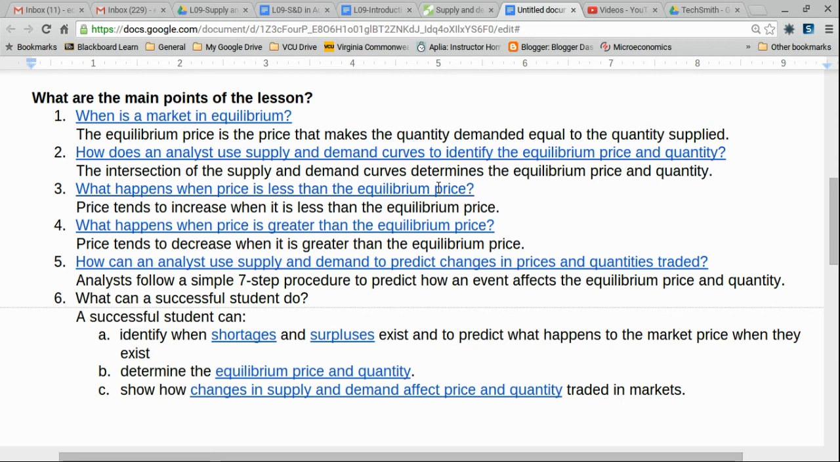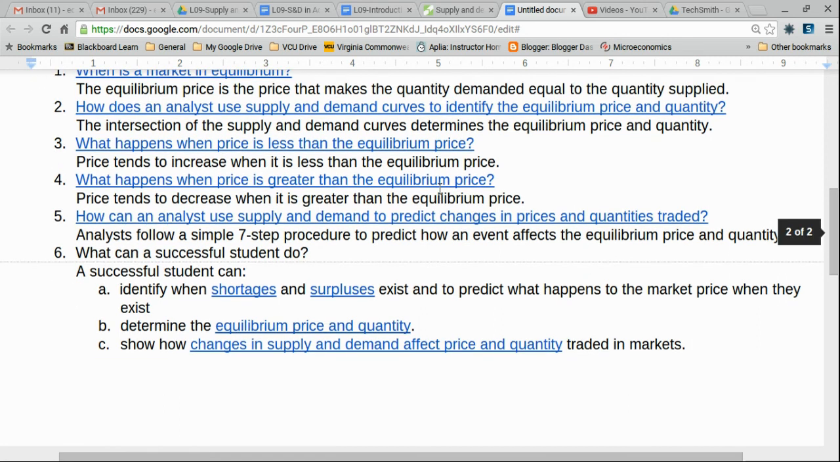You can use supply and demand analysis to predict changes in prices and quantities traded by following a simple 7-step procedure. The notes will lay out that 7-step procedure. A successful student can identify when shortages and surpluses exist and predict what happens to the market price when they exist. They can determine the equilibrium price and quantity, and finally they can show how changes in supply and demand affect price and the quantity traded in markets.